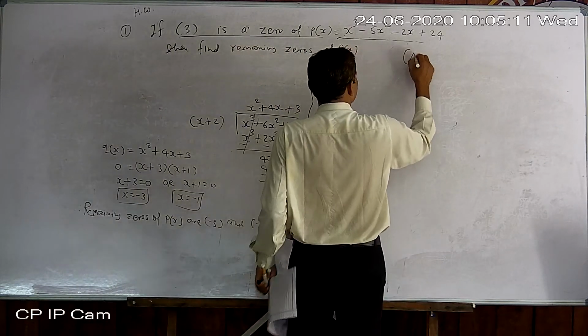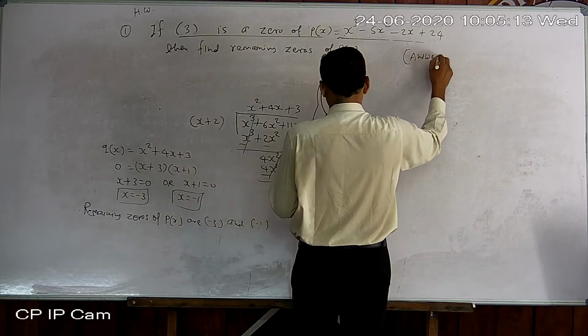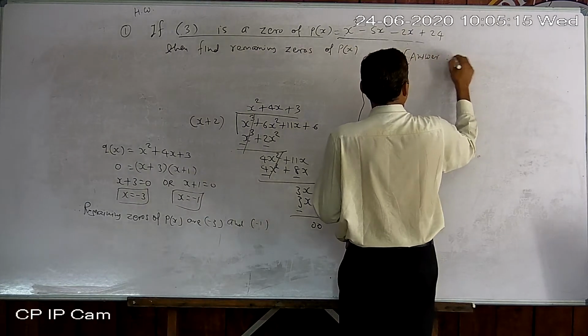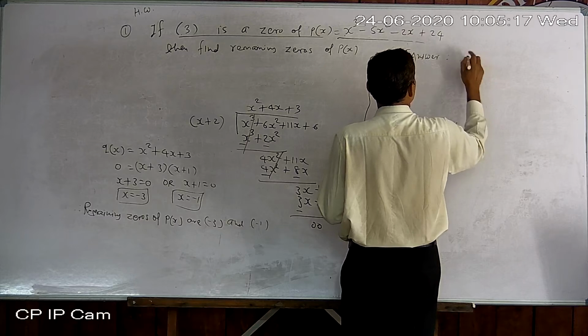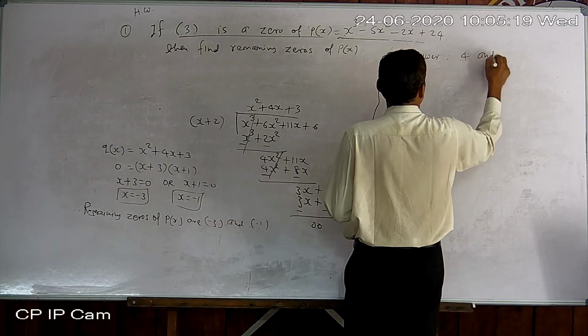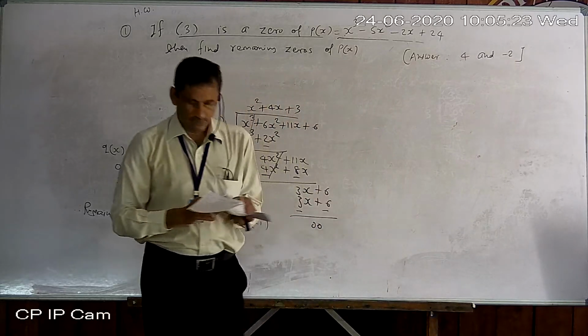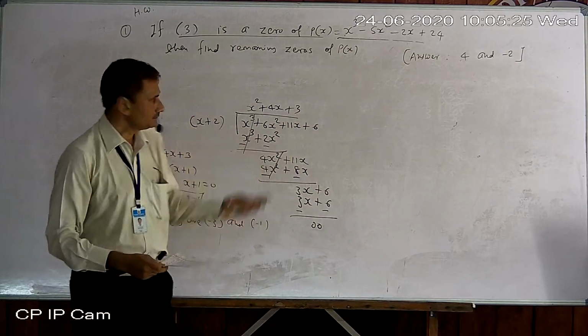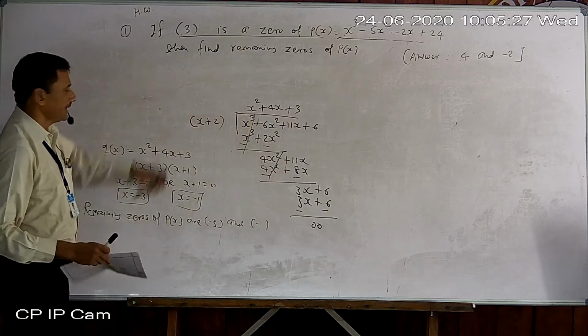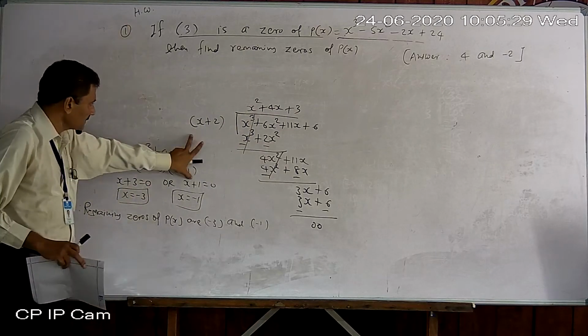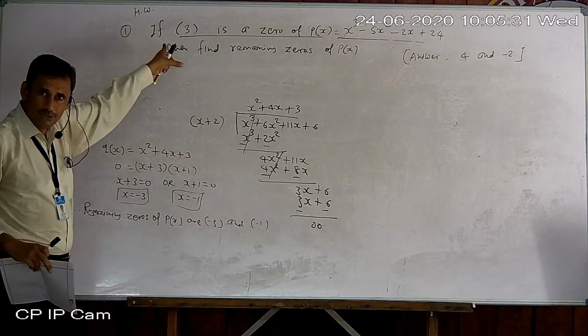The answer will be 4 and minus 2. So I am giving you the answer also. Okay. Again, this is the same type of sum I am giving you as homework.